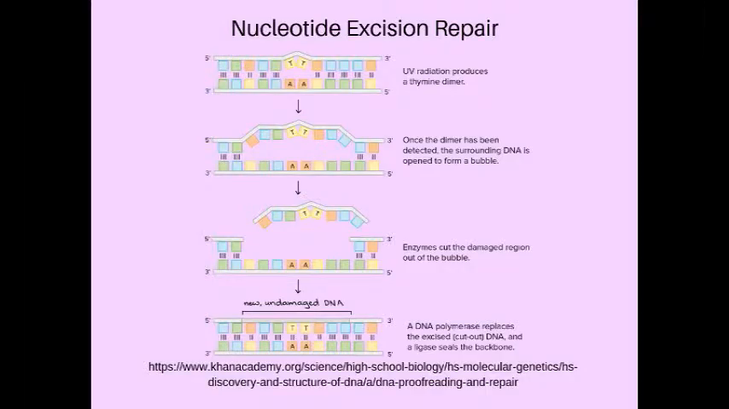The second repair system is called nucleotide excision repair. In this repair system, when a distortion is found, the DNA strands in that region are separated. The DNA is severed on both sides of the mutation, which leaves a gap. It is then filled by DNA polymerase and sealed by DNA ligase.